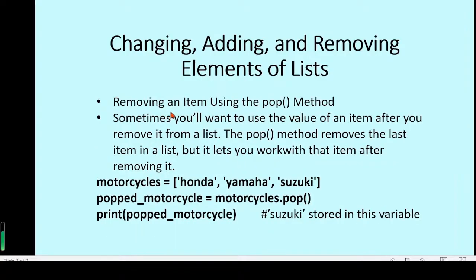You can use pop method to remove an item. Sometimes you will want to use the value of an item after you have removed it from a list. So the pop method removes the last item in a list, but it lets you work with that item after removing it. So this is a list with 3 motorcycles. So we can use pop method to remove the last one of this list. Then put this removed item in this object. So we can print this object later.